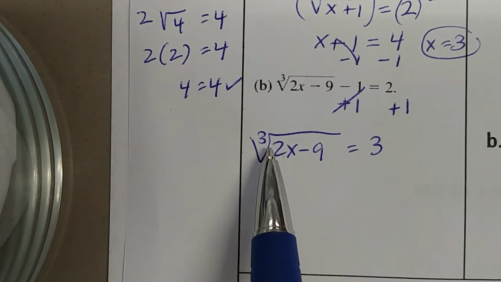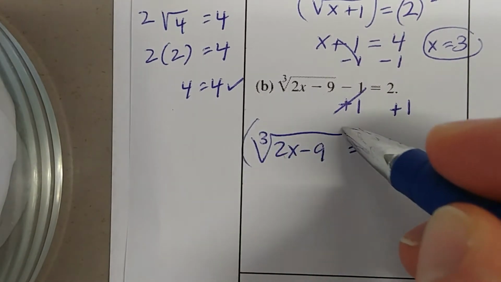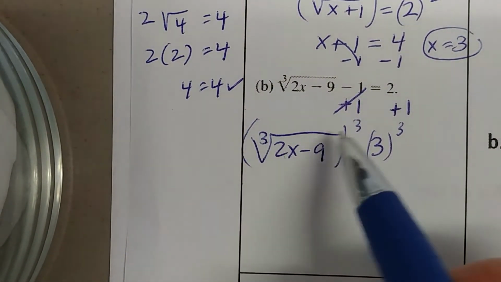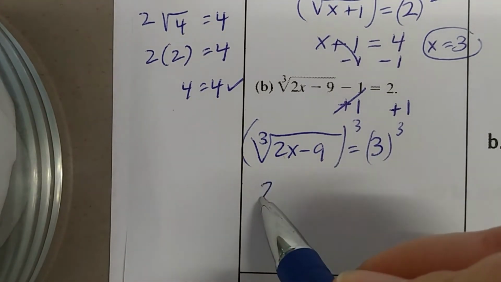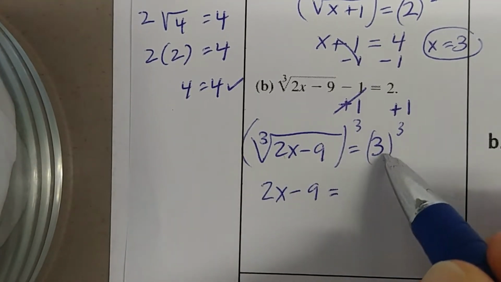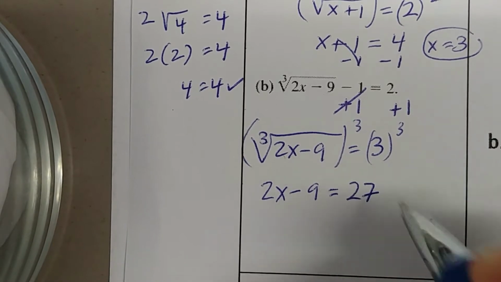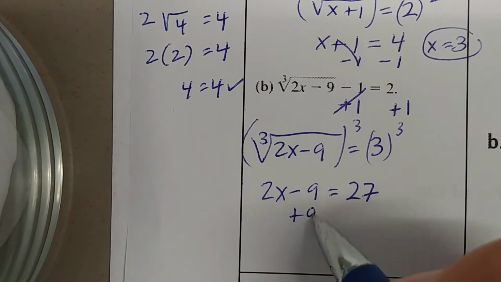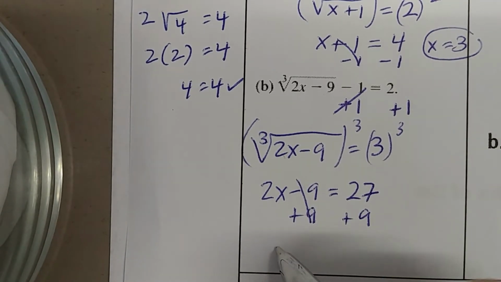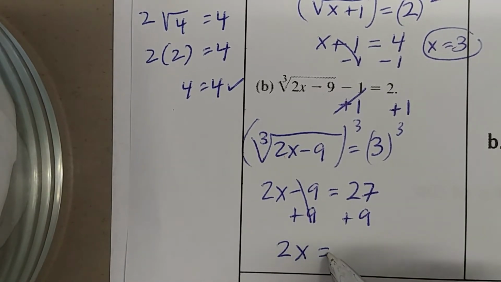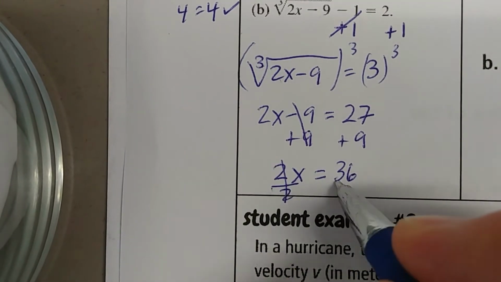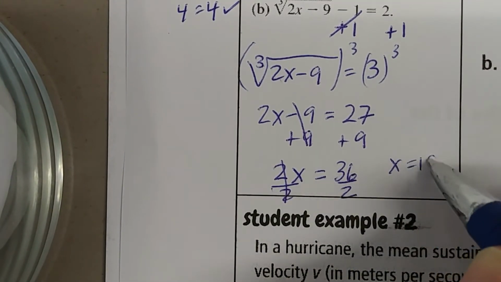The opposite of a cubed root is a cube. If I cube this side, I must cube this side. So the cubed root and the cube undo each other, and I'm left with 2x minus 9 equals 3 cubed, which is 27. Again, I want to get the x alone, so I'm going to add 9 to both sides, and I'm left with 2x equals 27 plus 9, which is 36. I'm going to divide both sides by 2, and x equals 18.